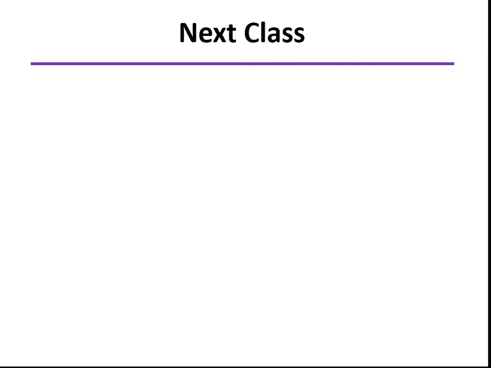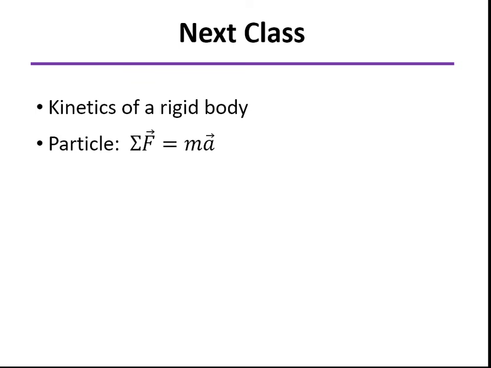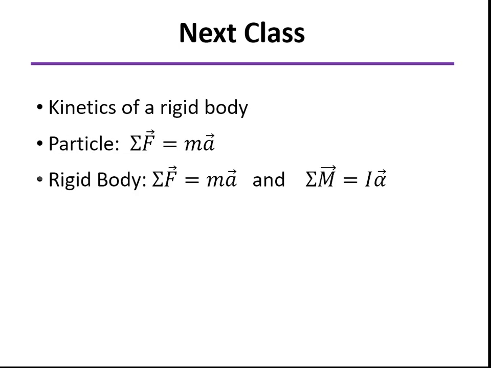So that's it for the kinematics of rigid bodies. Next time we'll start on kinetics. So with particles, remember our basic equation was that we sum forces to get the mass times acceleration. Well, that works if you only have translation. With a rigid body, you can have rotation as well. And so in addition to the sum of the forces equation, we'll have a sum of the moments equation that involves angular acceleration and a quantity that we'll learn to calculate called the mass moment of inertia.